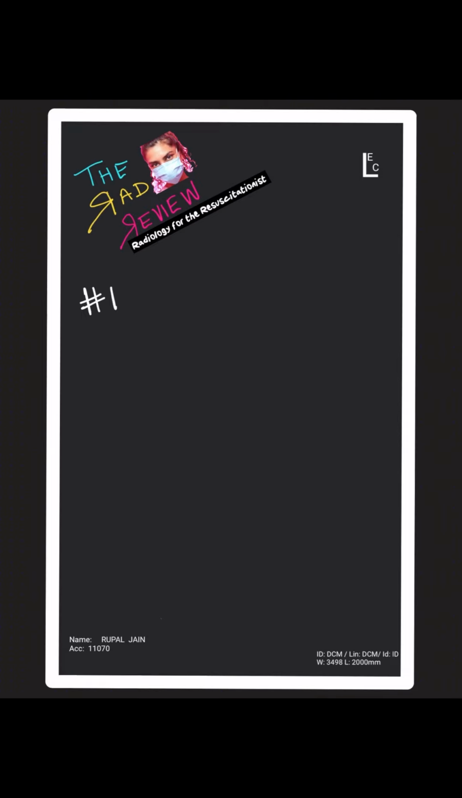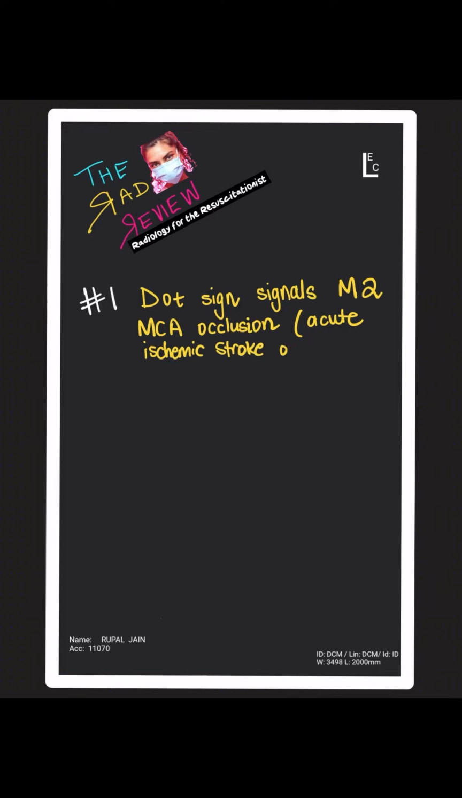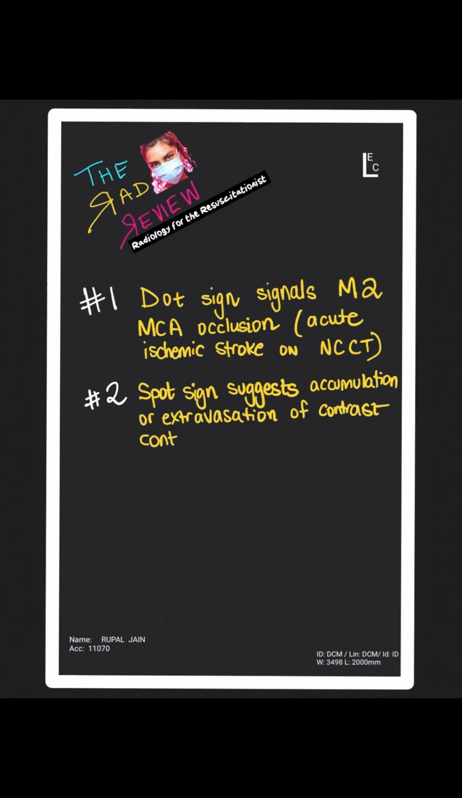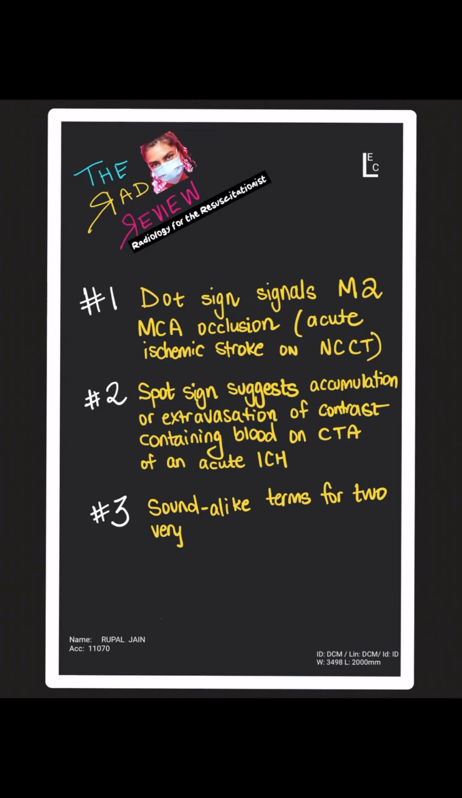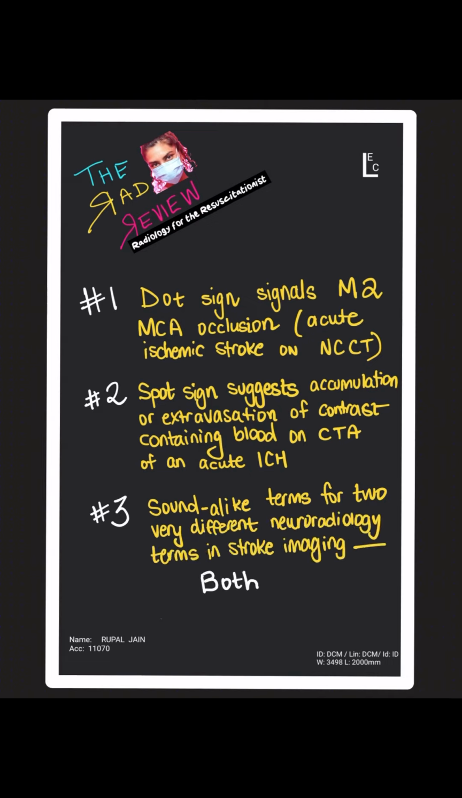Pearl number 1, the dot sign signals M2 segment MCA occlusion, or essentially signals an acute ischemic stroke on non-contrast head CT. Pearl number 2, the spot sign, on the other hand, suggests an accumulation or extravasation of contrast-containing blood on the CT angiography portion of a patient with an acute intracranial hemorrhage. Pearl number 3, these are sound-alike terms for 2 very different neuroradiology findings in stroke imaging. Both, however, suggest increased mortality in stroke.